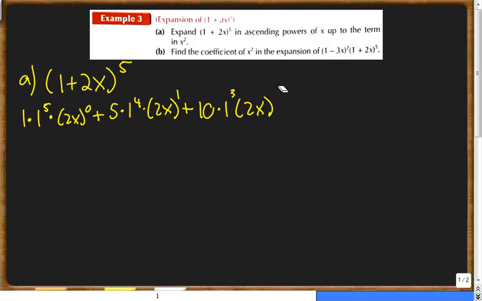Oops, that should be squared. That's what it said: ascending powers of x up to the x squared term. So this is going to be our x squared term. If we simplify these things down, this is just 1. This is 5 times 2x, which makes plus 10x. This is 10 times 4x squared, so it's plus 40x squared.